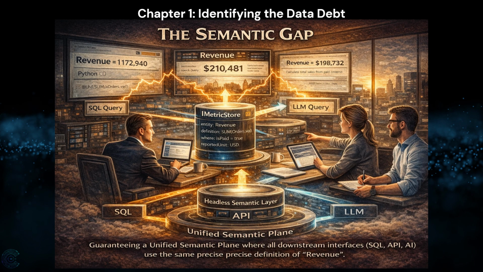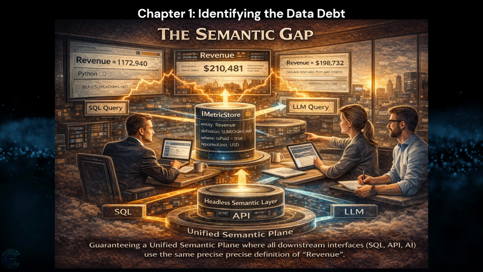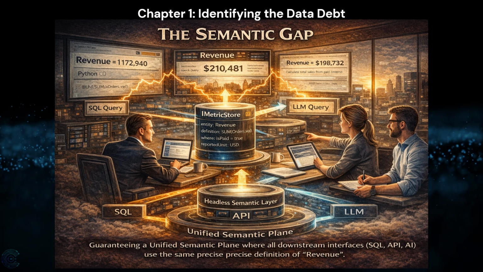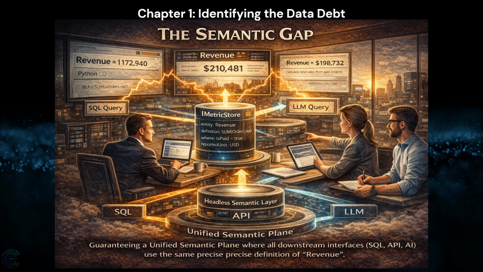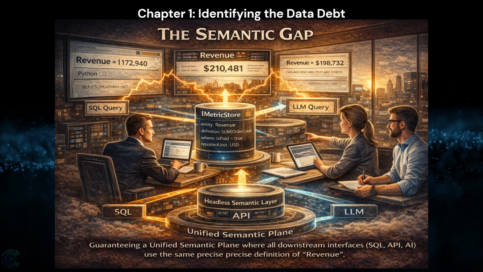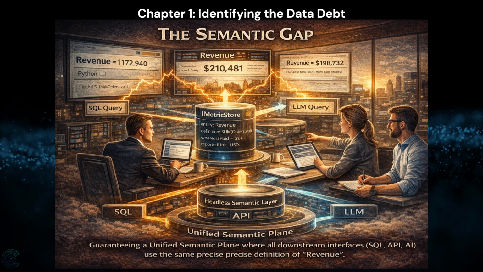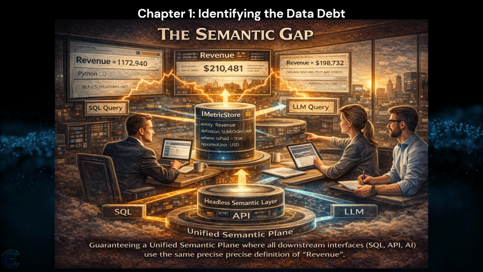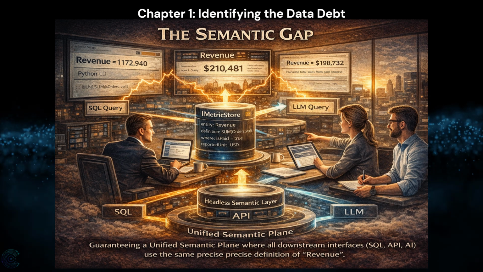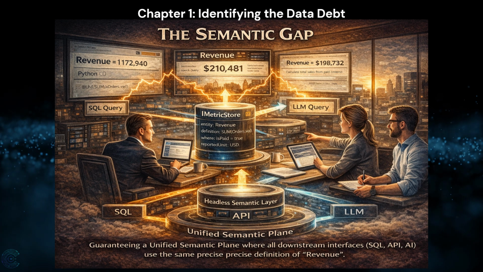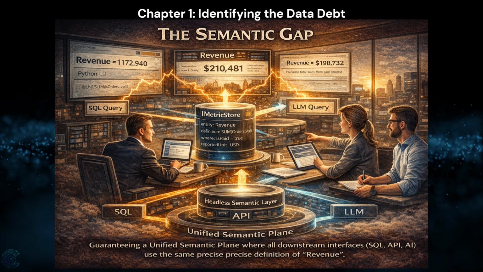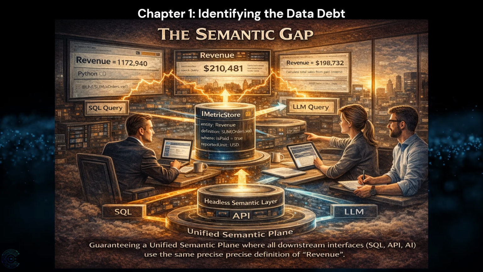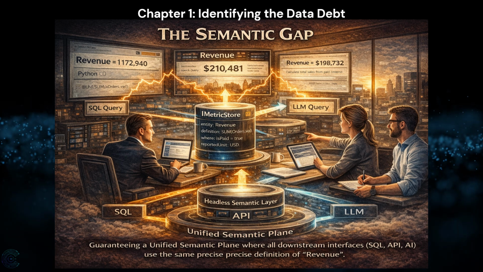The semantic gap. Problem: the distance between raw data columns and actual business meaning. Situation: in legacy architectures, revenue or customer churn is calculated in the SQL of a BI tool, the Python code of a data scientist, and the system prompt of an LLM. These definitions inevitably diverge, leading to a war of the dashboards where the CFO and CMO report different numbers for the same KPI. Task: guarantee a unified semantic plane where a single definition of a business entity is consumed by all downstream interfaces, SQL, API, AI.